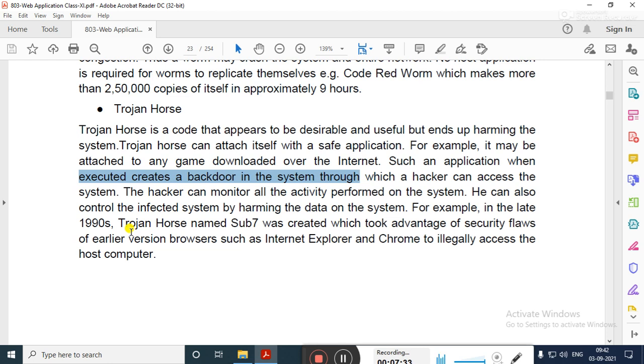For example, in the late 90s, a Trojan horse named Sub7 was created, which took advantage of security flaws of earlier versions of browsers such as Internet Explorer, and Google Chrome also, to illegally access the host computer. So this is basically the concept of the Trojan horse.